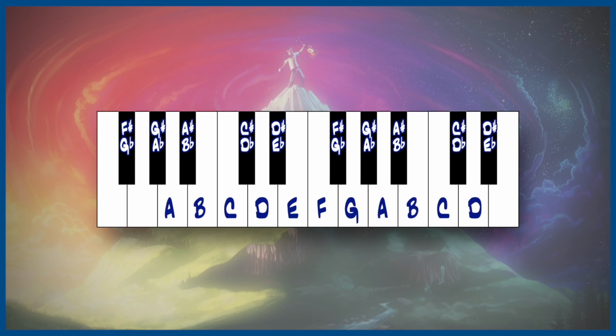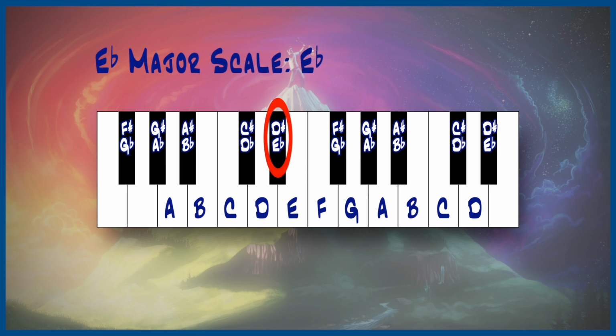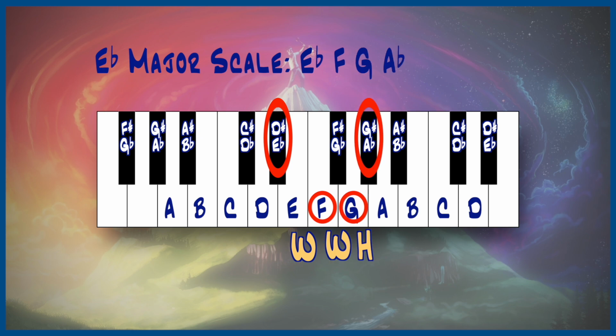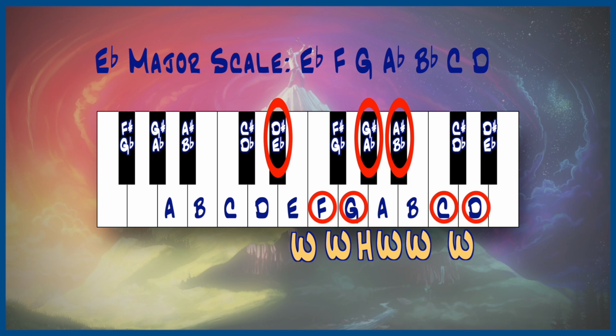And let's do one more, this time with a flat key. So how about the key of E flat? Start on E flat, have a whole step to F, a whole step to G, half step to A flat, 3 more whole steps now to B flat, C, and D, and then the last half step takes us back home to E flat. So the E flat major scale is E flat, F, G, A flat, B flat, C, D, E flat.